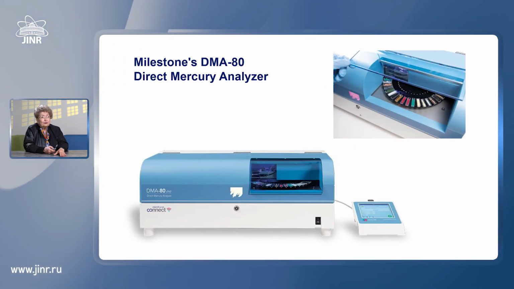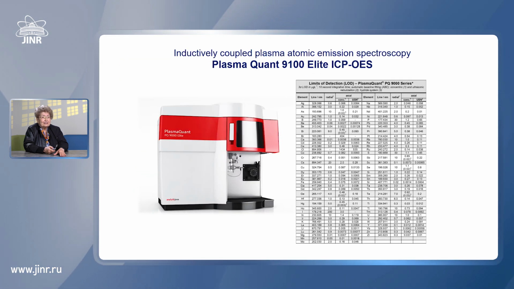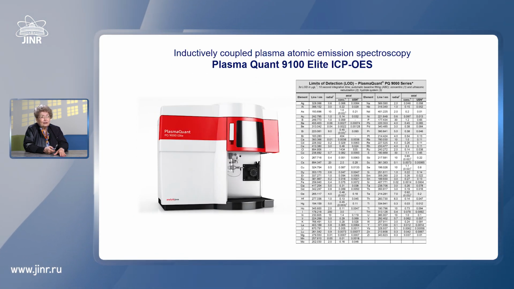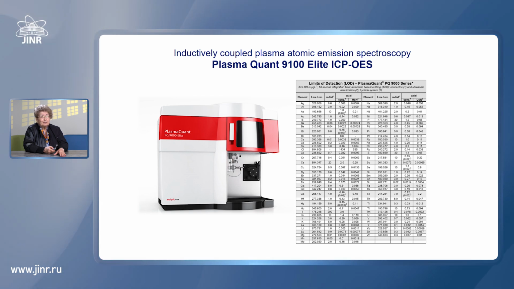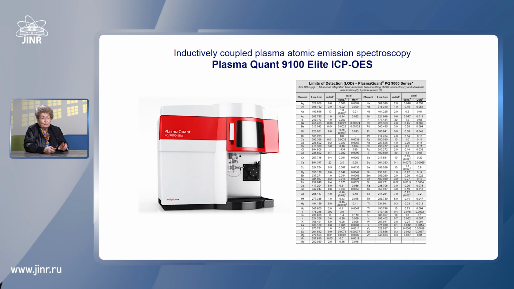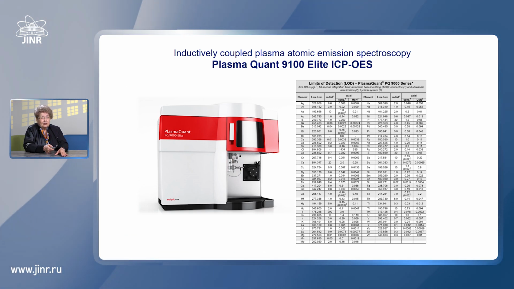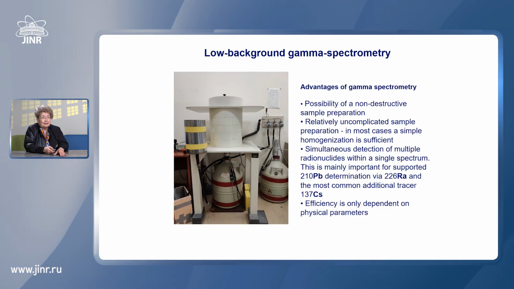In addition to neutron activation analysis, we can use an atomic absorption spectrometer located in our chemical laboratory. We can also determine mercury using a mercury analyzer. And not a long time ago, we purchased an inductively coupled plasma atomic emission spectrometer of the kind given here. You see how many elements we can determine using this facility, in addition to neutron activation analysis.